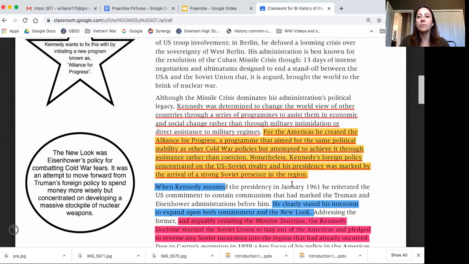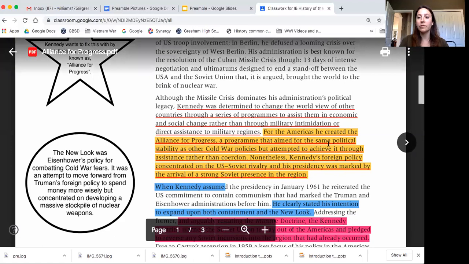And so Kennedy's policy, Alliance for Progress, is also addressing the Cold War fear of communist states rising in Latin America, because that's super close to home. When we think of the Cold War, we think of Russia, but a lot of people don't understand that there were several Latin American countries leaning that way, or leaning socialist. And so Kennedy was trying to prevent those countries from turning communist with this Alliance for Progress.